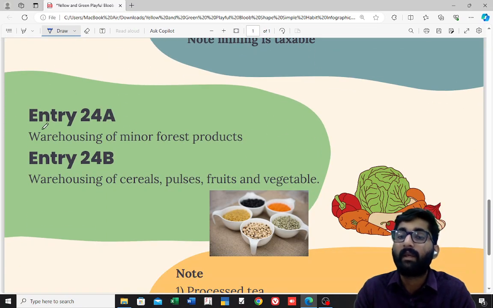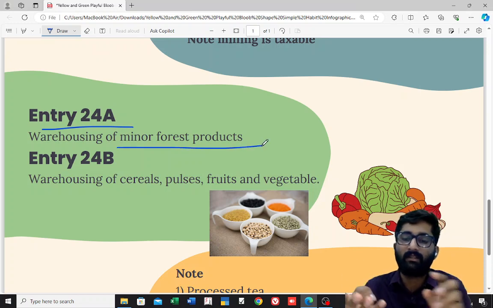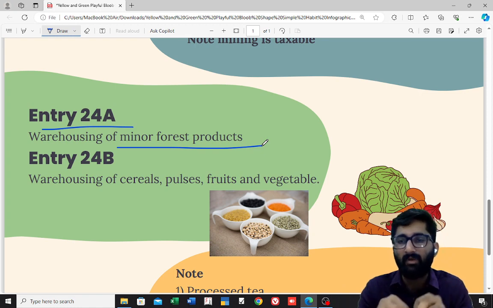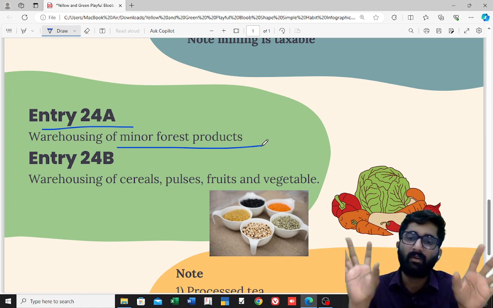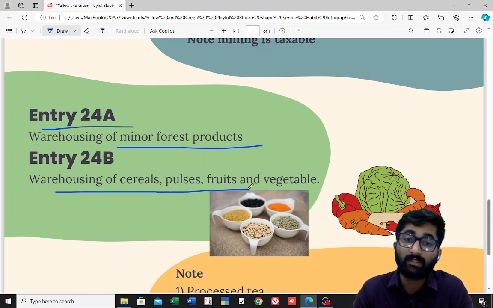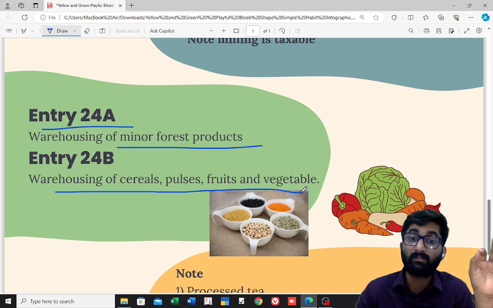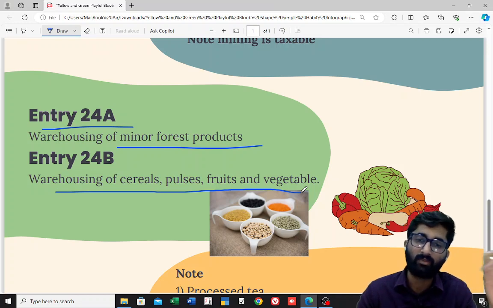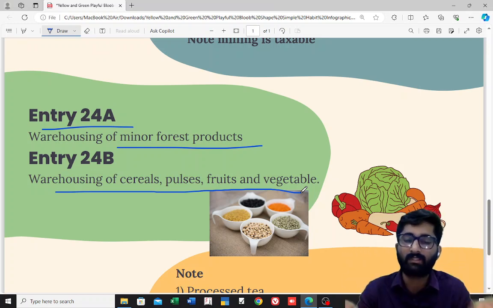And the last entry, number 24A, warehousing of minor forest produce, just like tendu leaves or curry leaves. These are minor forest products which are exempt. Warehousing of any minor forest product is exempt. Warehousing of cereals, pulses, fruits and vegetables, that is also exempt. Warehousing of all these things is exempt.